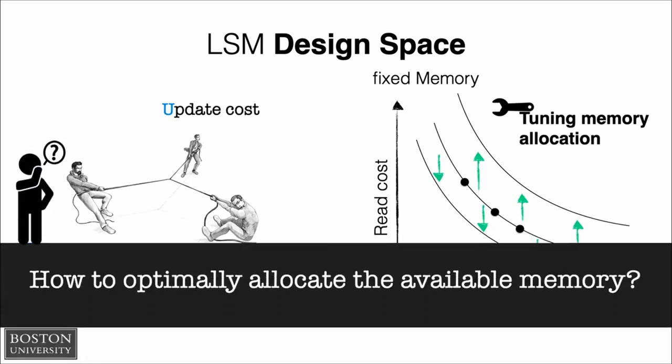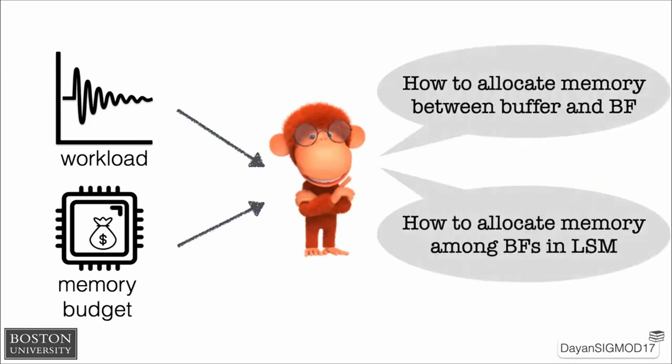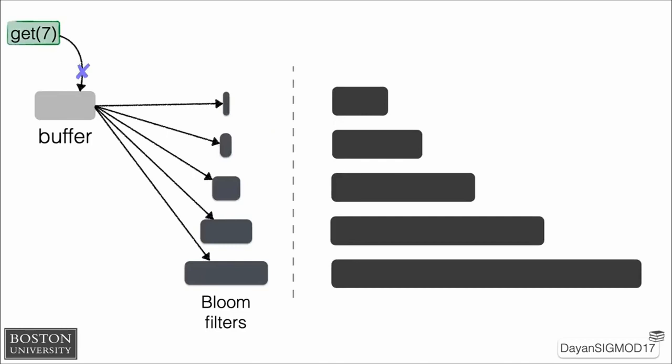How to optimally allocate the available memory is one of the key questions that has been asked over the last few years. And this was the work that we did in a paper called Monkey, where essentially we use the workload and memory budget to answer two fundamental questions: how to allocate memory between the buffer and the Bloom filters, and how to allocate memory among the Bloom filters in memory. If we go back to our LSM structure here, we have the Bloom filters, and in the worst case, when we have a query that doesn't find any values in the database, we will perform at most 1 IO per level with a false positive probability.